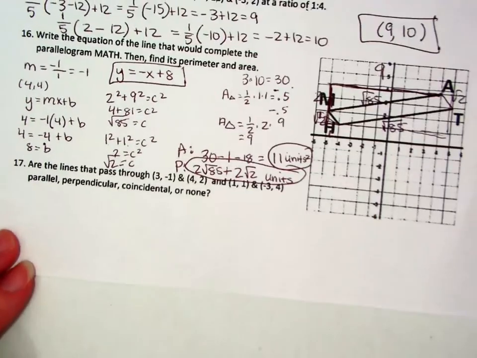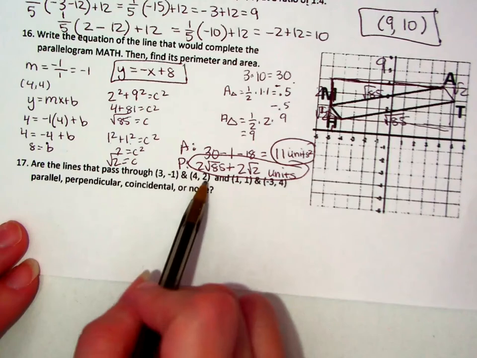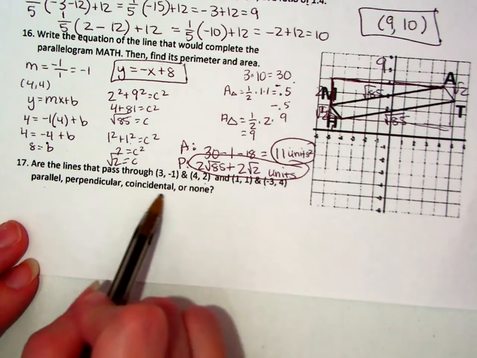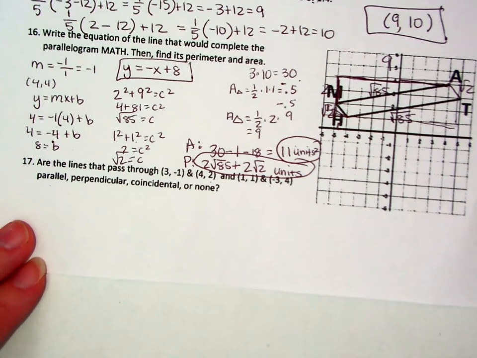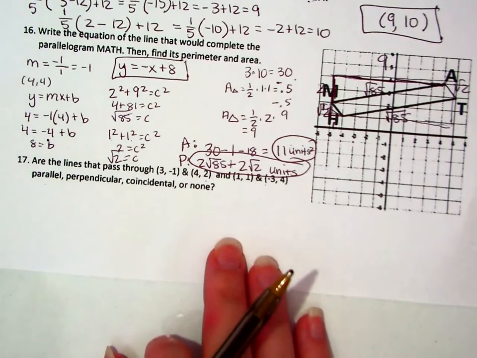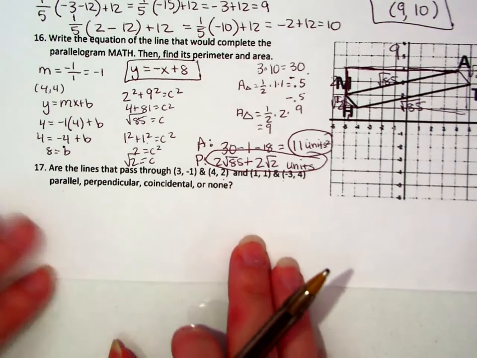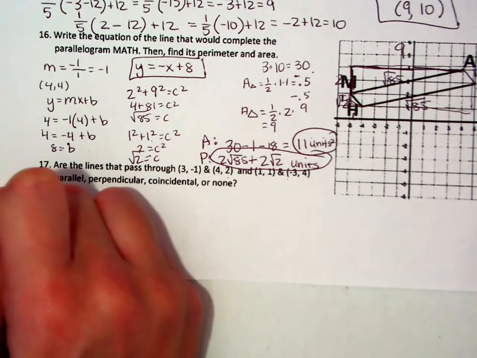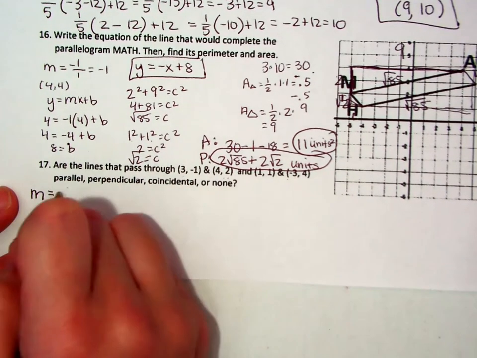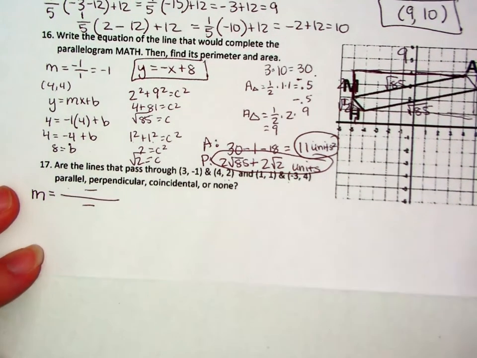On the last one here, number 17, it says, are the lines that pass through these points and these points parallel, perpendicular, coincidental, or none? For them to be parallel, what we need them to do is we need them to have the same slope. So that's the first thing we're going to do, find the slope. So we're going to find the slope of this one here first.